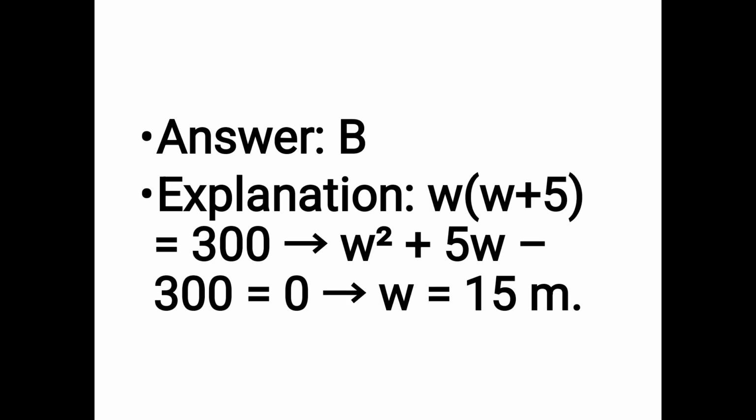The correct answer is B. Explanation: width × (W + 5) = 300. Finally, W² + 5W − 300 = 0. Finally, we get W = 15 meters.